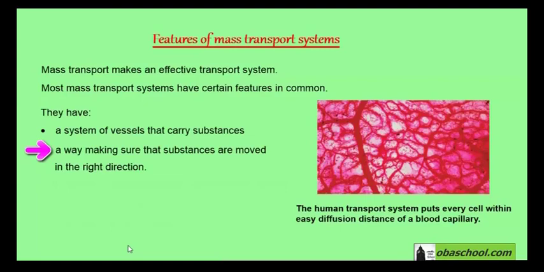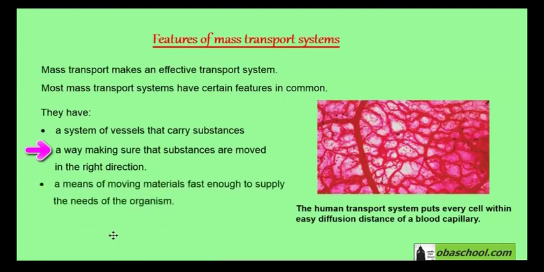For example, nutrients and oxygen must go into the cell, and wastes have to go out of the cell, into the vessels. And this also brings us to the concept of diffusion, which we have already mentioned, which means that substances go from high concentration to low concentration. Moreover, they have a means of moving materials fast enough to supply the needs of organisms. For example, humans always need oxygen all the time.